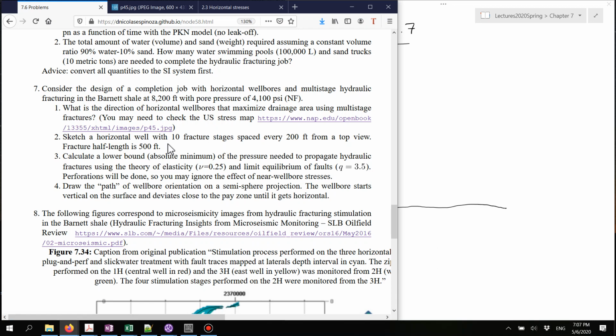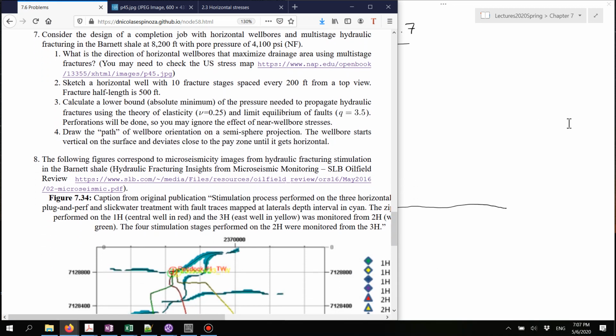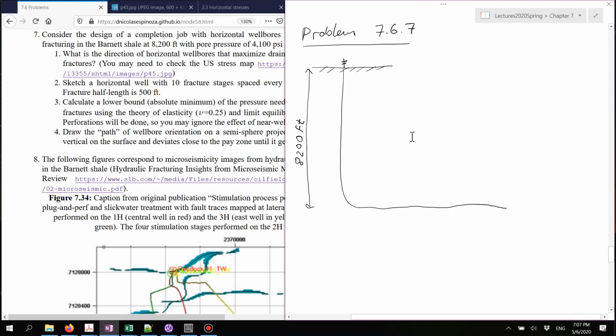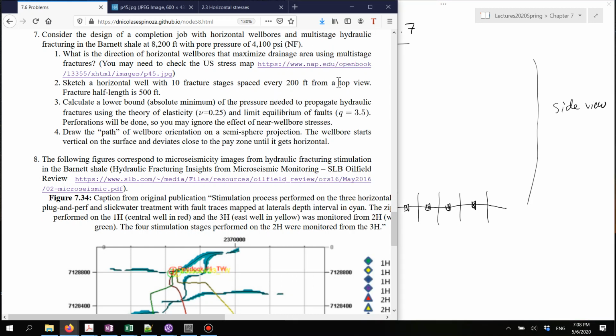All right, so after you do that, I like that for number 2, you sketch, this would be just a side view where your fractures are going to be here and there. I'm just asking you to sketch these, assuming that these are all planar fractures and a single fracture out of each stage. In the next point, I'm asking you to sketch a horizontal well from a top view.